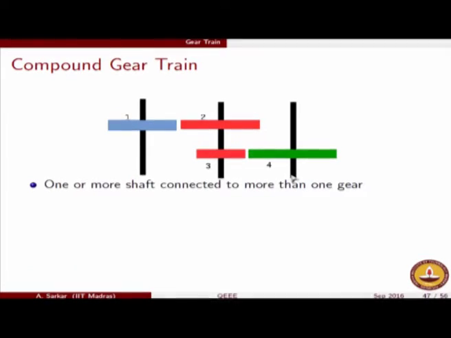So the signature of a compound gear train arrangement is the following, that it has one intermediate shaft which has more than one gear. As is shown in this drawing, the intermediate shaft carries two red gears, therefore it is a compound gear train arrangement. So how do we do analysis for these gears?